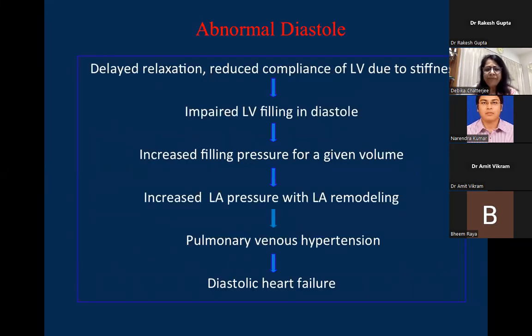But if there is delayed relaxation or reduced compliance of the LV due to stiffness or due to various diseases, long-standing hypertension, ischemia, cardiomyopathy, there will be impairment of the LV filling in diastole. That will result in increased filling pressure for a given volume, and in return, it will increase the LV pressure with enlargement of the left atrium. It will increase the pulmonary venous hypertension, and patient goes into diastolic heart failure. So this is the pathophysiology of diastolic heart failure.